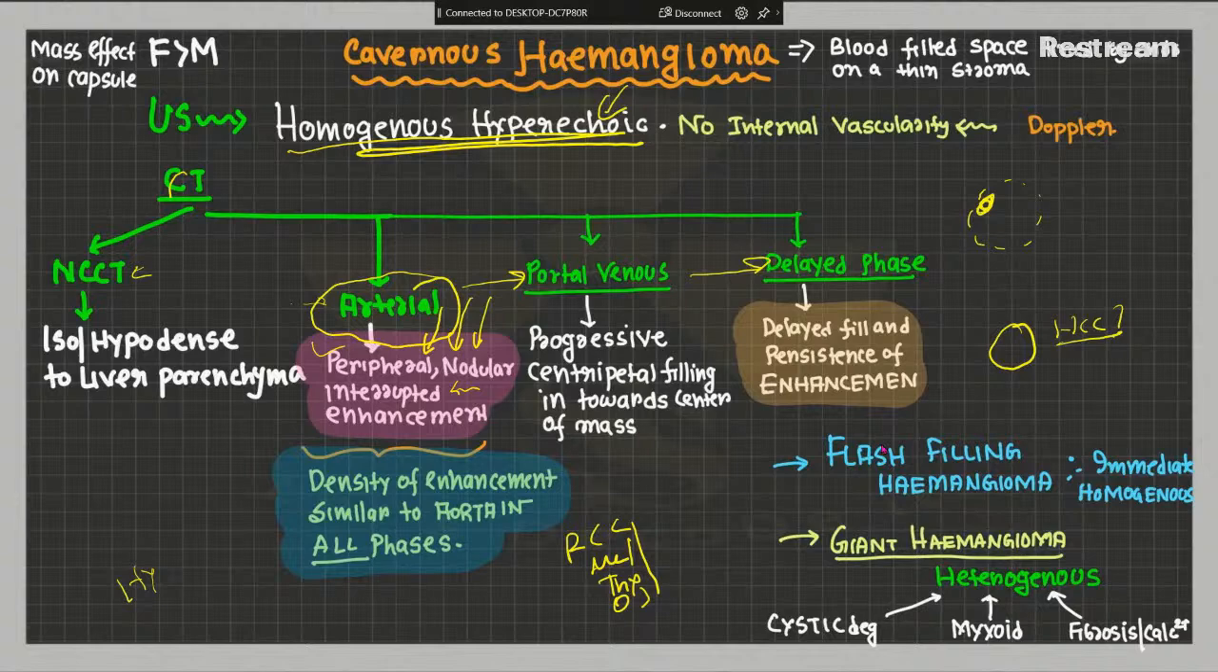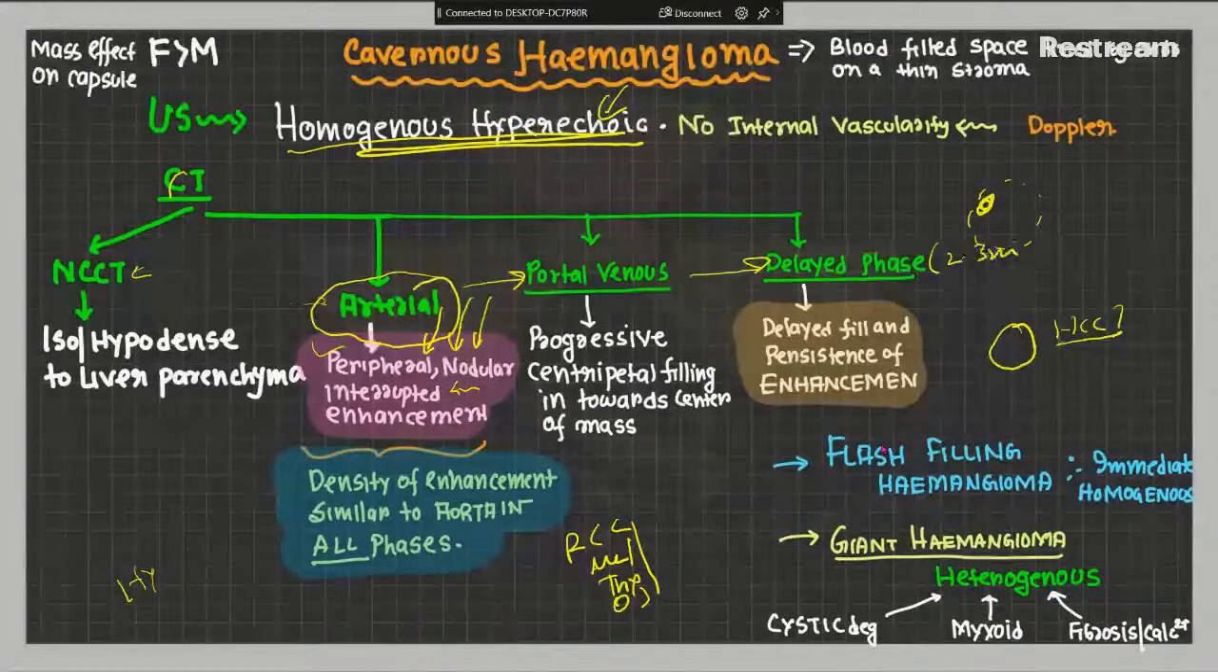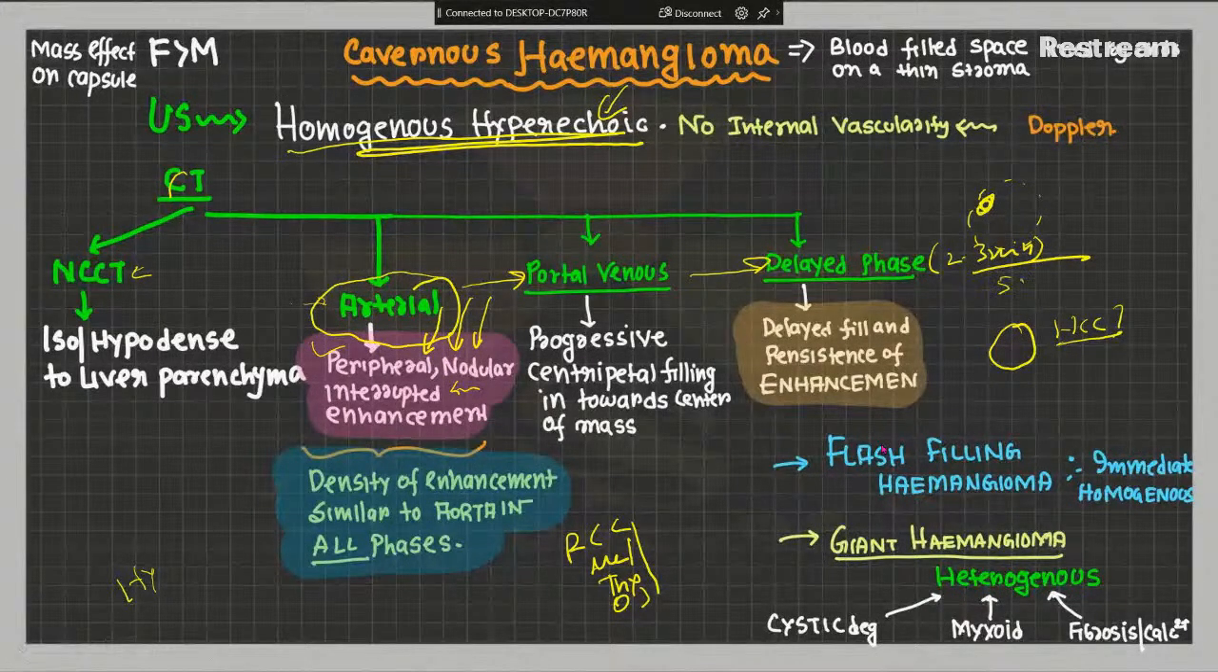I repeat, it will retain the contrast in the delayed phase. Delayed phase means approximately 2 to 3 minutes according to the protocol. Sometimes it varies from center to center, and it can take 5 minutes or 10 minutes also. But the simple thing is that it will enhance in the arterial phase and it will retain the contrast in portal venous and delayed phase, centripetal filling in the portal vein and delayed phase.